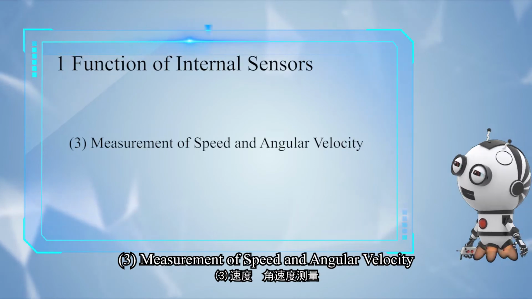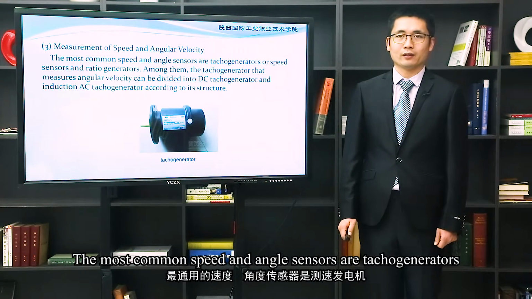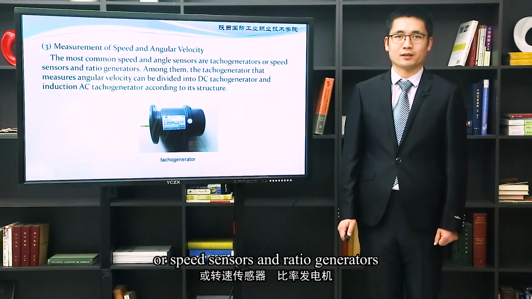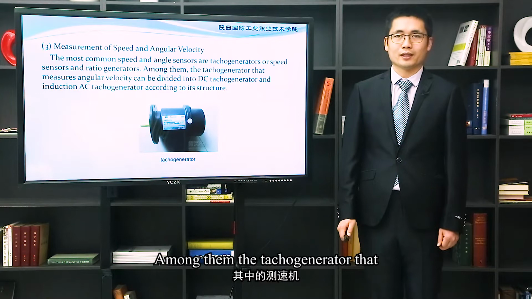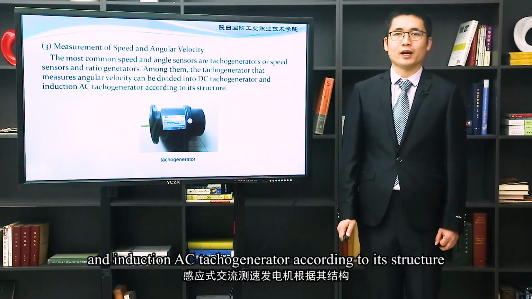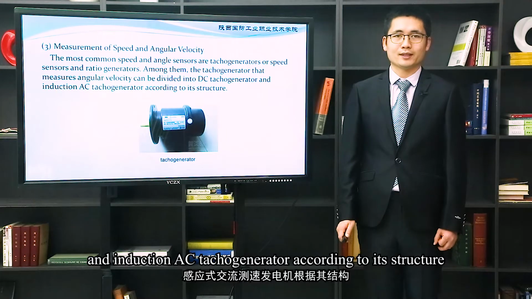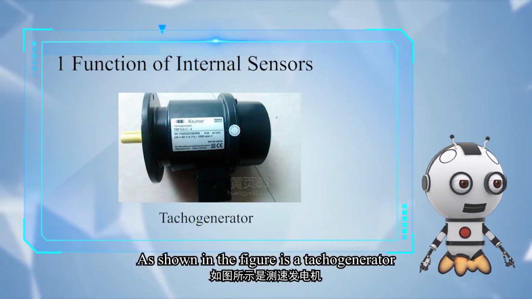3. Measurement of speed and angular velocity. The most common speed and angle sensors are tachogenerators or speed sensors and rate generators. Among them, the tachogenerator that measures angular velocity can be divided into DC tachogenerator and the induction AC tachogenerator according to its structure. As shown in Figure 2, is a tachogenerator.